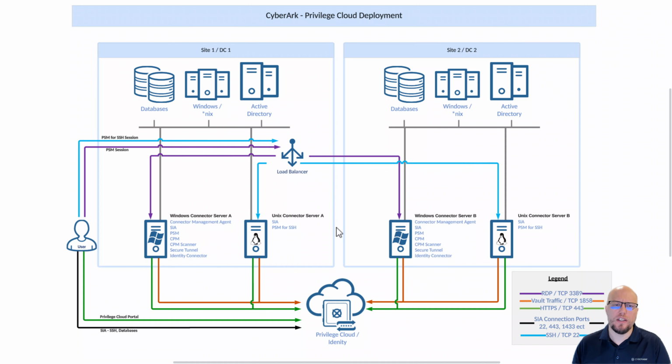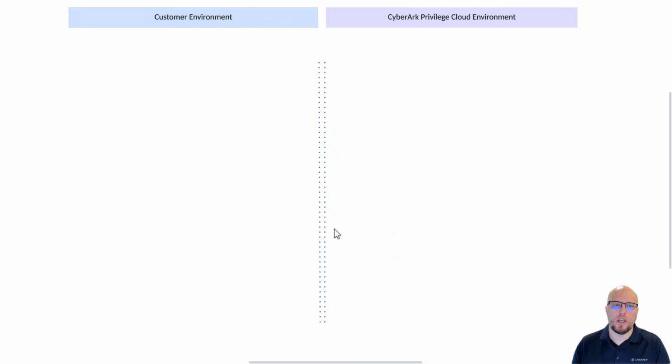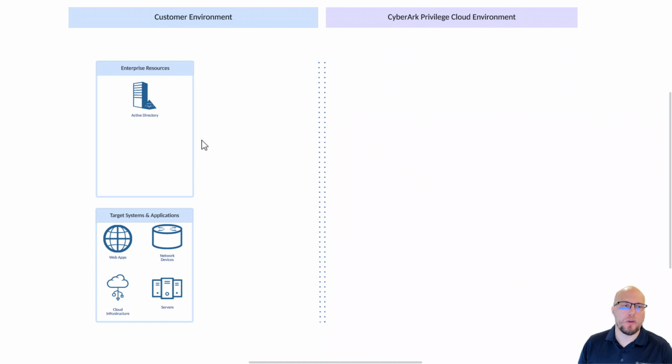And so now I'll clear the screen and we'll cover how all the components interact with each other and communicate. As I go through this diagram, everything on the left-hand side of the screen is represented by the customer environment, and everything on the right-hand side is all the components hosted by CyberArk in AWS. So a typical customer environment will have an Active Directory and many different types of target systems and applications.